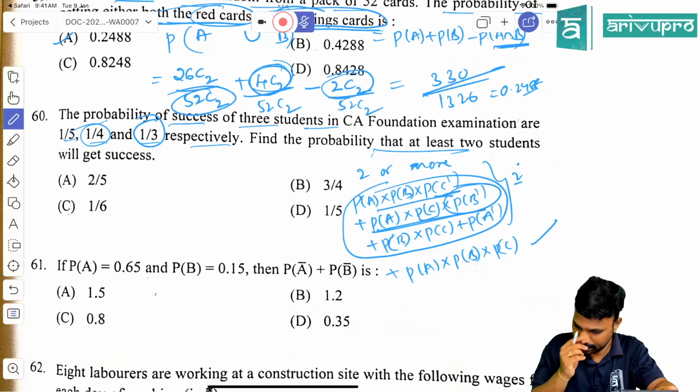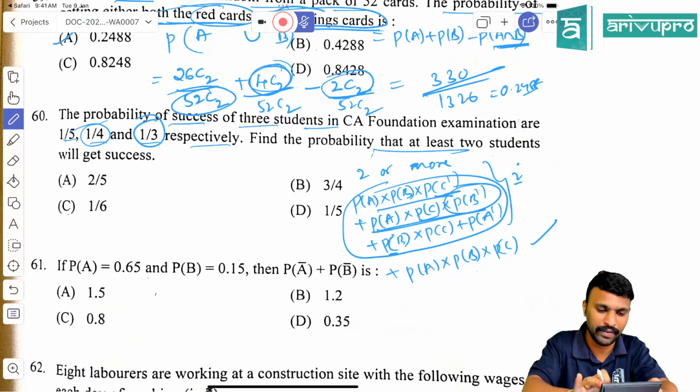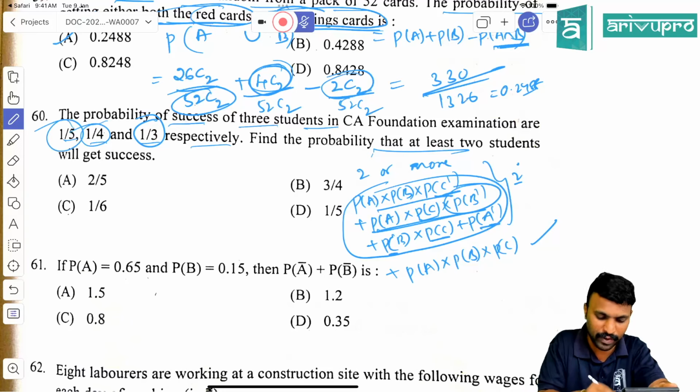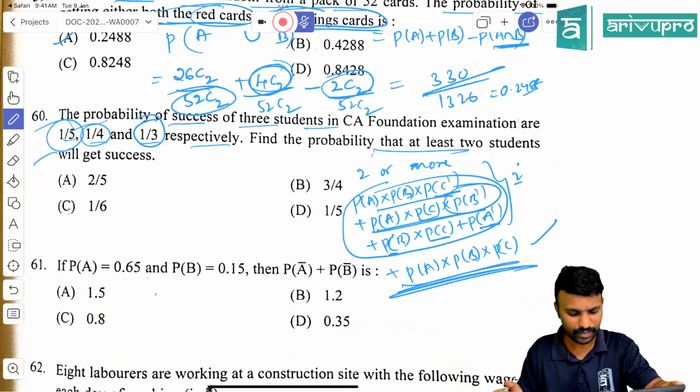Next, it is the third case, P of B. P of B is 1 divided by 4, into P of C, 1 divided by 3, into P of A dash. P of A is 1 by 5, so P of A dash is 4 by 5, plus. Next, finally, multiplication of all. 1 divided by 5 into 1 divided by 4 into 1 divided by 3. So you get how much?